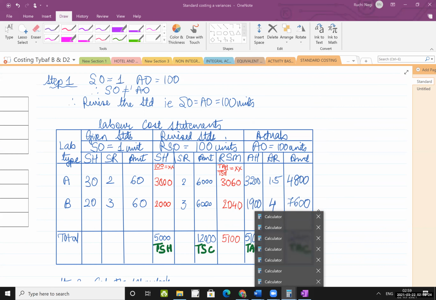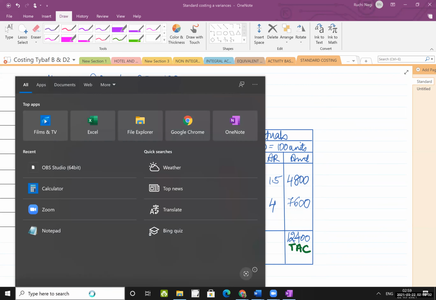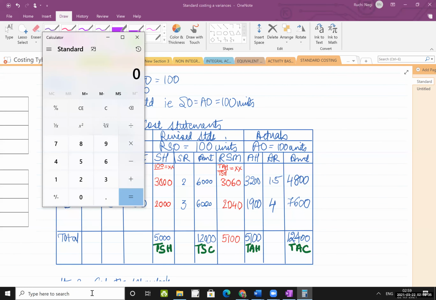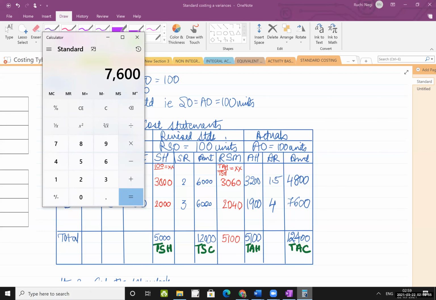Okay, then M plus MRC, that which shortcuts I had taught you, you have to apply the same. So 3200 into 1.5, press M plus, then 1900 into 4, press M plus, and then press MRC. You will directly get this total 12,400 total actual cost. Okay, then total actual hours 3200 plus 1900, so 5100.